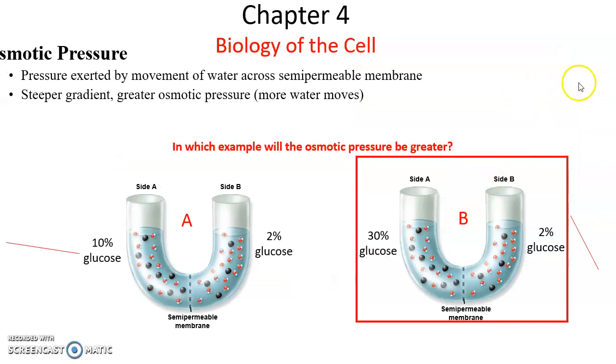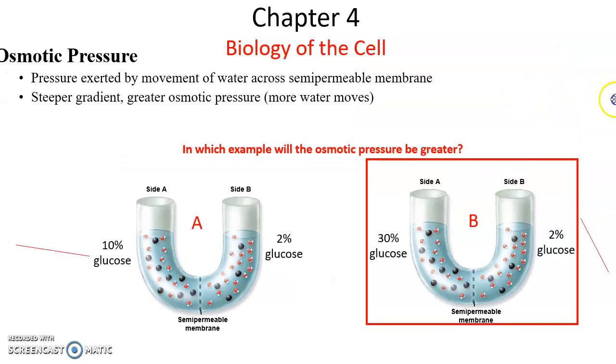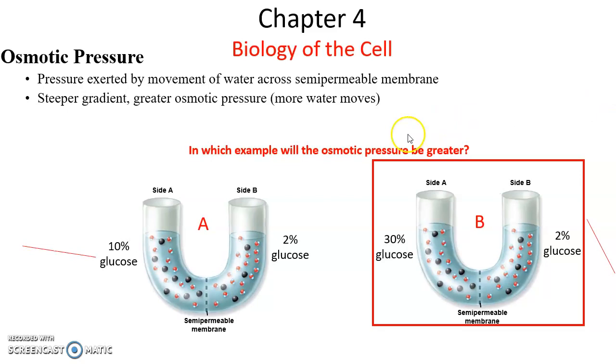All right, osmotic pressure. Osmotic pressure is the force, the pressure exerted as water is moving across a semi-permeable membrane, like a plasma membrane. And basically, the steeper the gradient, the steeper the difference between the two water concentrations on either side of the membrane, the greater the osmotic pressure.